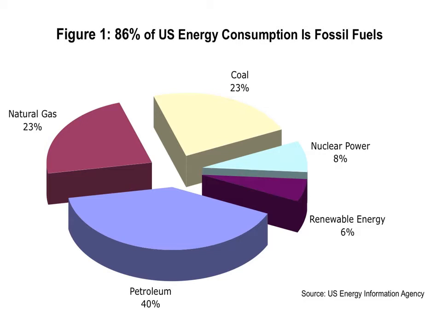Coal and natural gas are tied at 23%. Then next is nuclear power, and last is renewable energy. So nuclear power, coal, natural gas, and petroleum account for the majority of the energy that is consumed. Most of it is fossil fuels, however. Only 6% is renewable energy, which means that 6% is from a source that is able to be remade again.